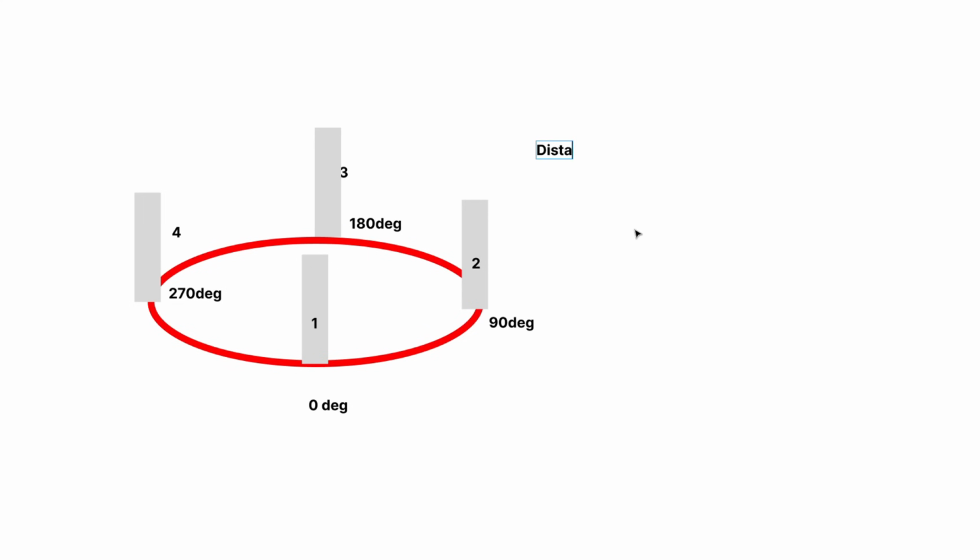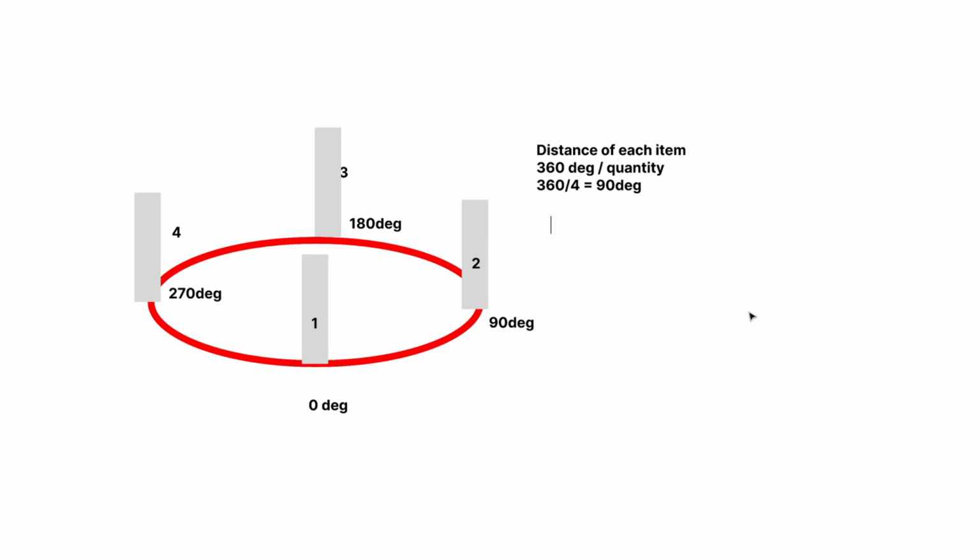So the distance of each item to ensure it lies evenly on the circle is 360 degrees divided by the number of items. Here we have four items, which is 360 divided by 4. So the distance of each item is 90 degrees. Everyone can easily see that the distance from 0 to 90 is 90 degrees. The distance from 90 degrees to 180 degrees is also 90 degrees.